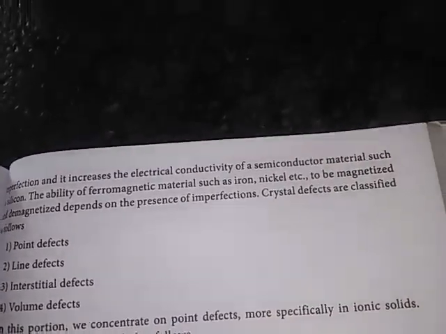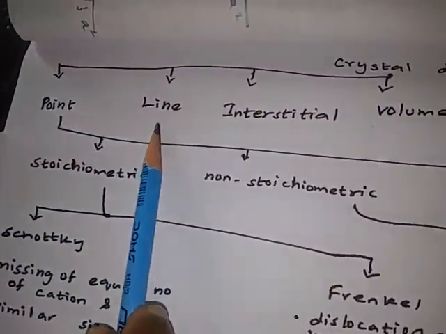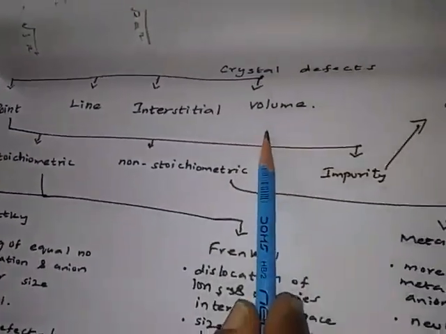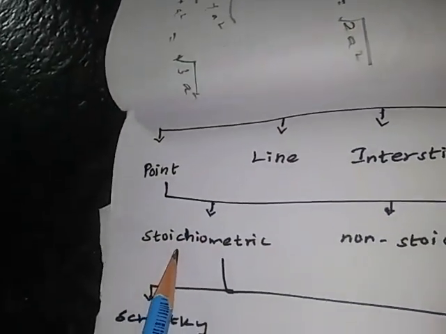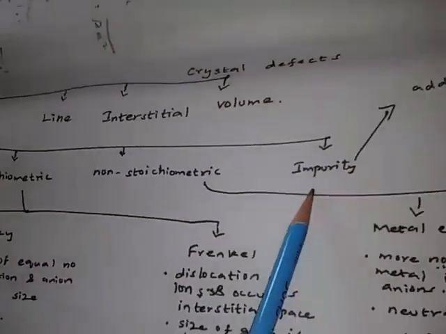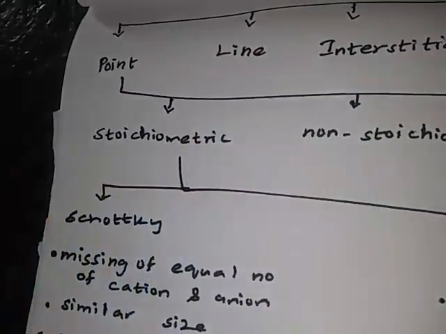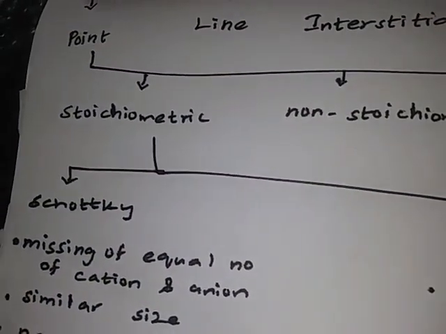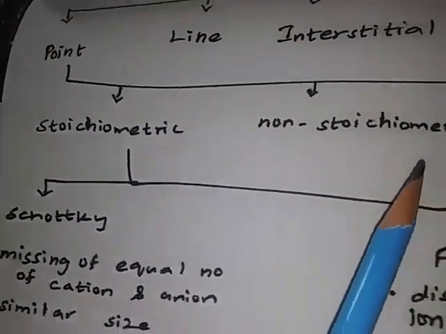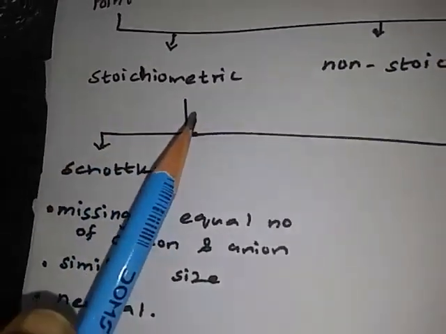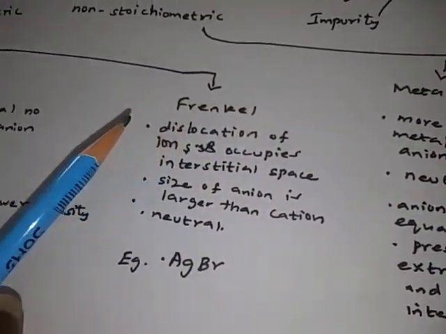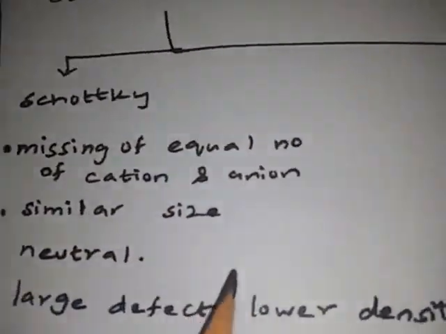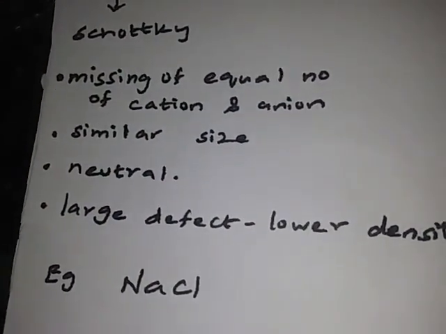And crystal defects are classified into four types: point defect, line defect, interstitial defect and volume defect. Now we are going to concentrate only on point defect. It is classified into stoichiometric defect, non-stoichiometric defect, and impurity defect. Stoichiometric defect means it is balanced, the number of cations and anions is balanced. Non-stoichiometric is not balanced. And stoichiometric defect is further classified into Schottky defect and Frenkel defect. Stoichiometric defects are also called intrinsic defects or thermodynamic defects.